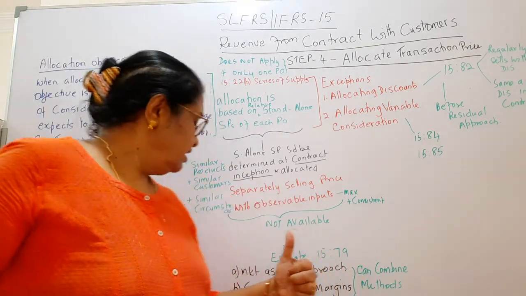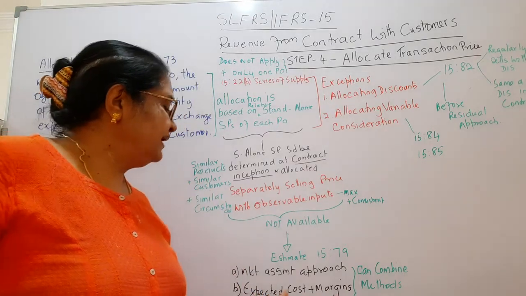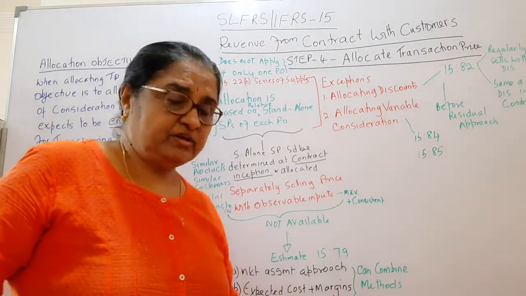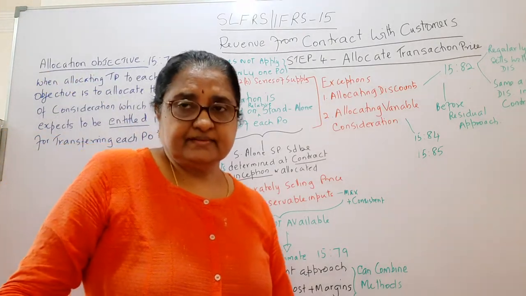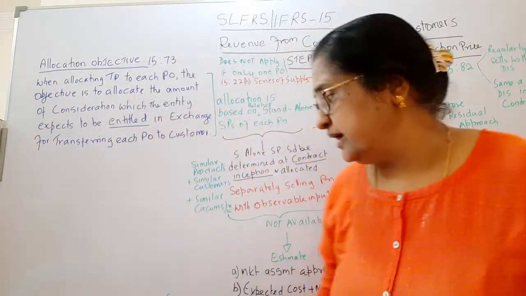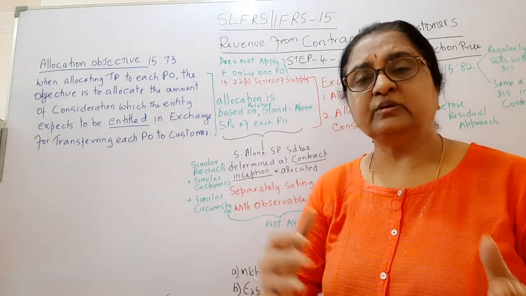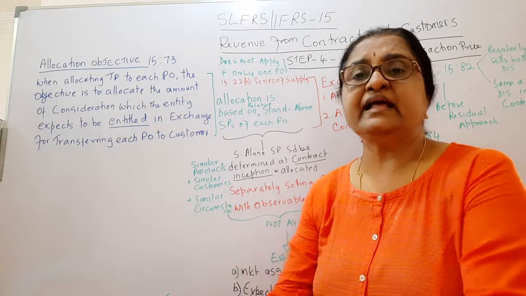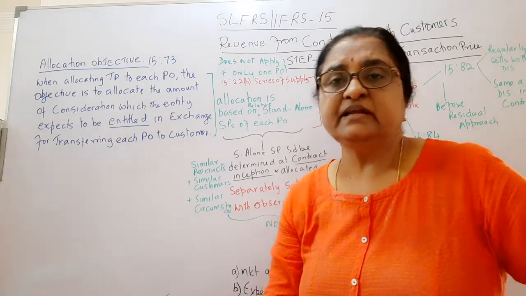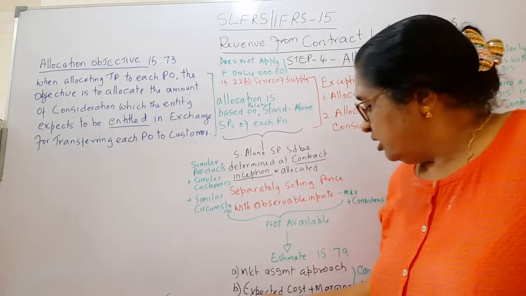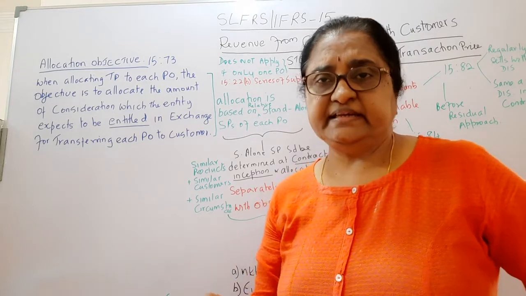One is a market assessment approach. The other one is an expected cost plus margin approach. Then there is a residual approach. What is this residual approach? You can understand the market assessment approach: you assess the market for similar products with similar customers. What is the standalone selling price with the observable input? Expected cost plus margin, you will also know what it is.